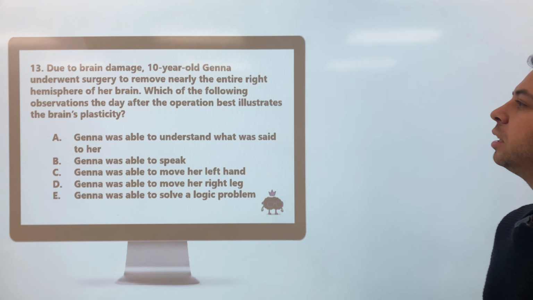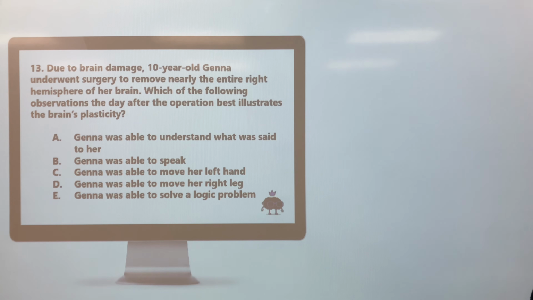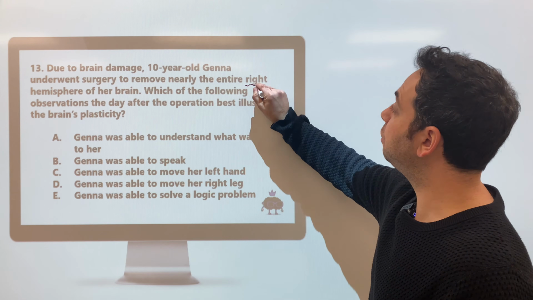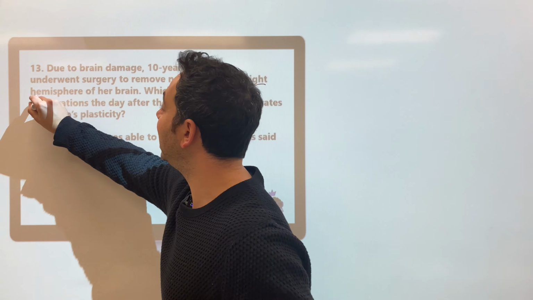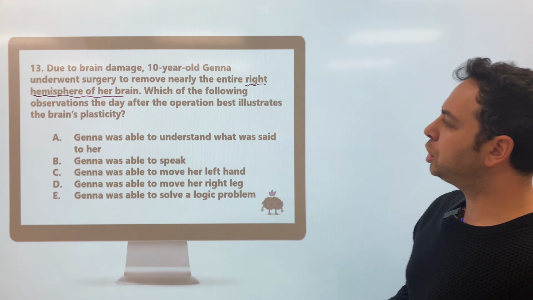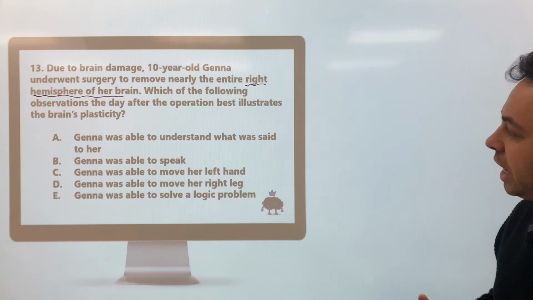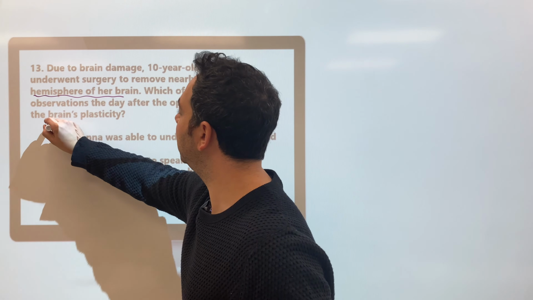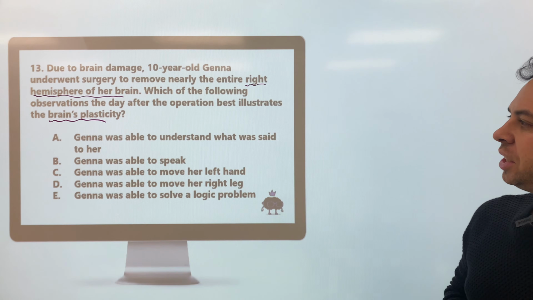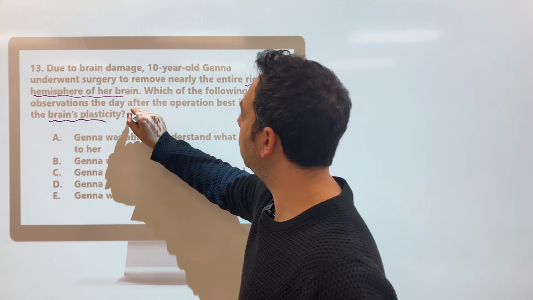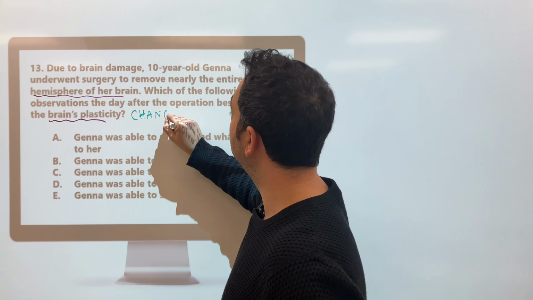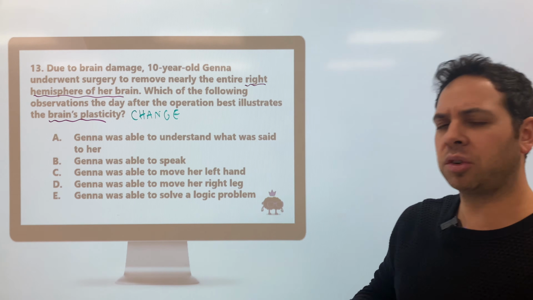All right, number 13. Due to brain damage, 10-year-old Jenna underwent surgery to remove nearly the entire right hemisphere of her brain. Remember I talked about before, anytime we talk about the left or right something, we're typically talking about the opposite in our answer. Which of the following observations the day after the operation best illustrates brain plasticity? All right, this is a really nice question. Now, do we know what brain plasticity is? Brain plasticity is essentially saying when you have damage to the brain, your brain is able to change or adapt to those changes, okay? Which is just a remarkable process.